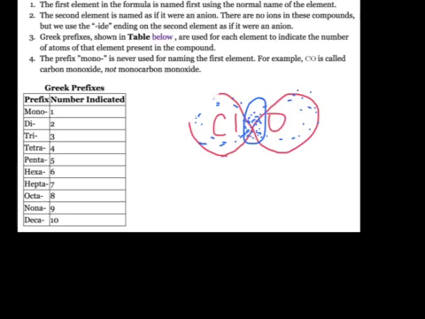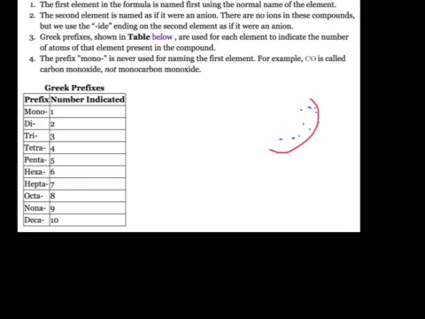Alright, now, naming. You need to be able to distinguish an ionic from a covalent bond. Well, if you see two nonmetals, it is a covalent bond. So the first rule of naming a covalent compound, right up here, top left corner: the first element in the formula is named first using the normal name of the element. So if we have oxygen, it is going to be oxygen. If we have fluorine, it is going to be fluorine.